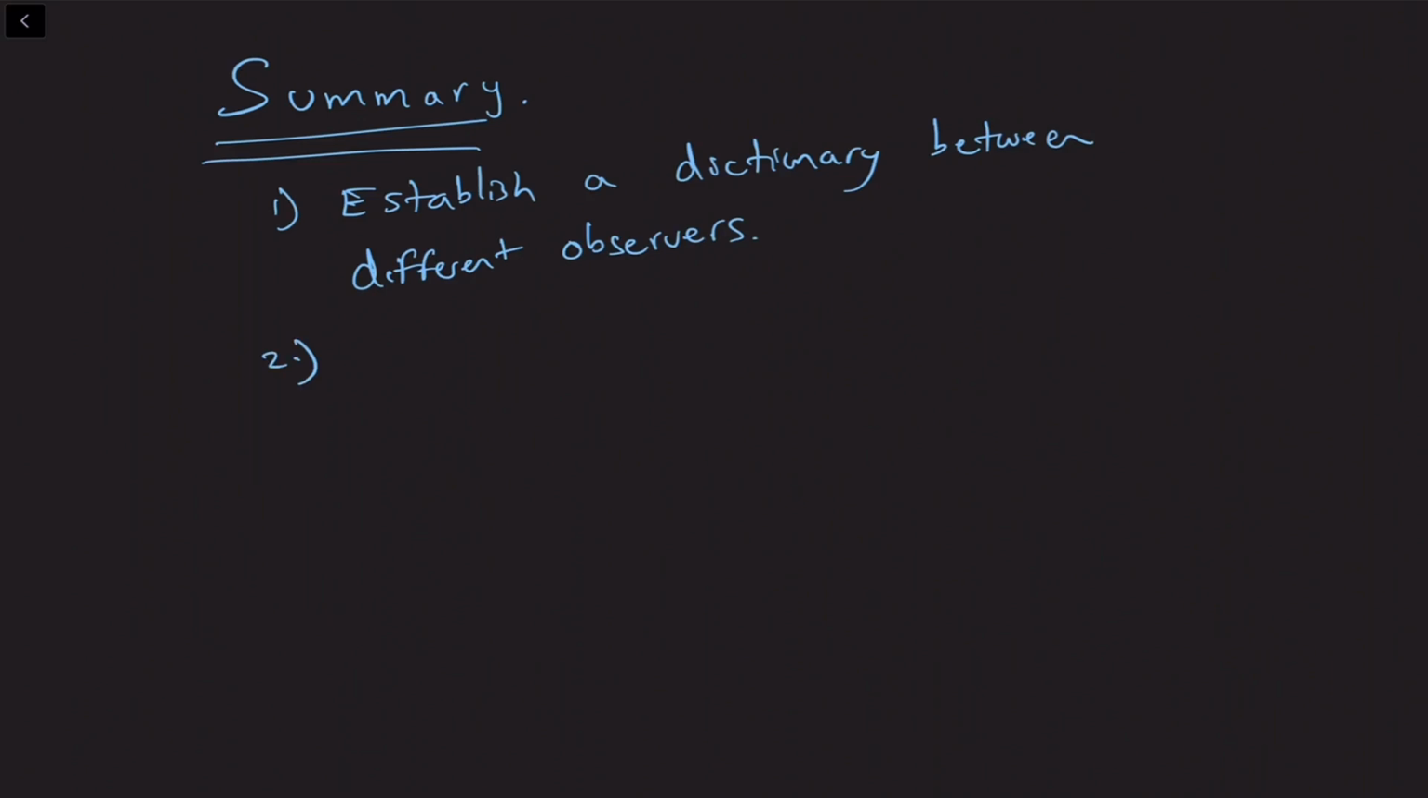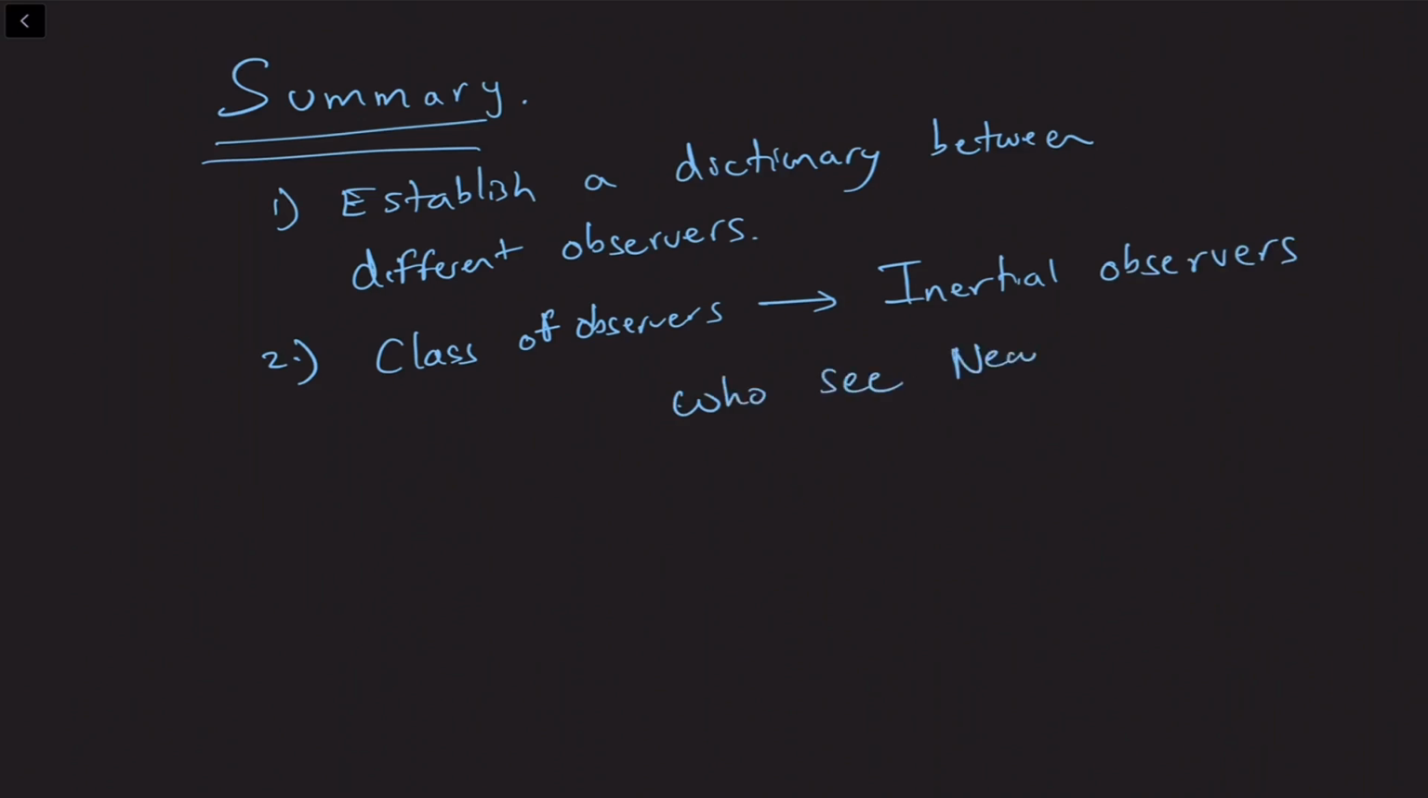Second, among these observers, there is a class of observers called inertial observers, as opposed to non-inertial observers, who see Newton's laws as being valid. Which means each of these observers sees Newton's laws. They don't experience any pseudo forces. They see the same form of the laws.